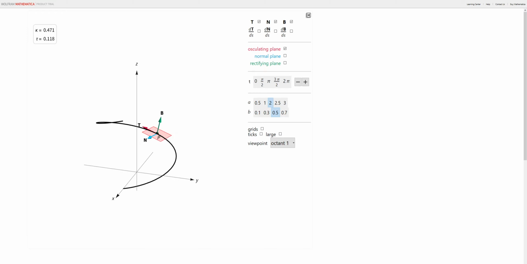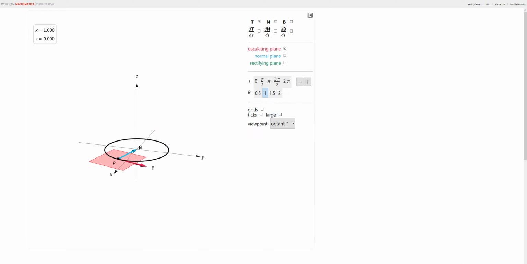Compare that to the circle. I'll turn on B for this one. So we'll find T cross N here. There's B. And the vector is unchanged as we move around the circle. Remember, the position of the vector doesn't make a difference. It's the same B everywhere.